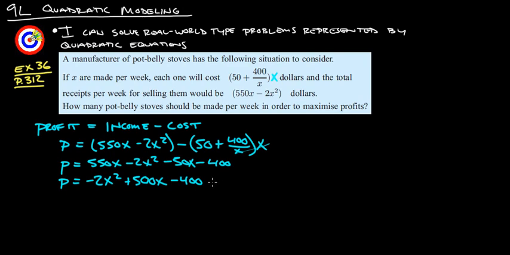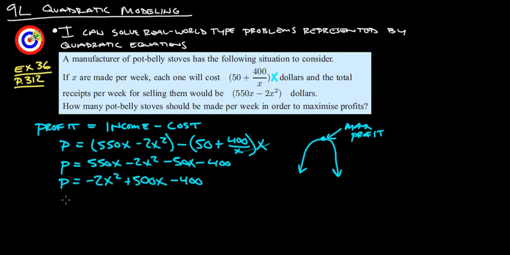Now that we have this, and since we know this is negative 2x squared, we know the graph is going to be a parabola because it's x squared, and since it's negative, it's going to open down. So right here is our maximum. This is the number of stoves we need to make in order to maximize the profits. This is the max profit right here.